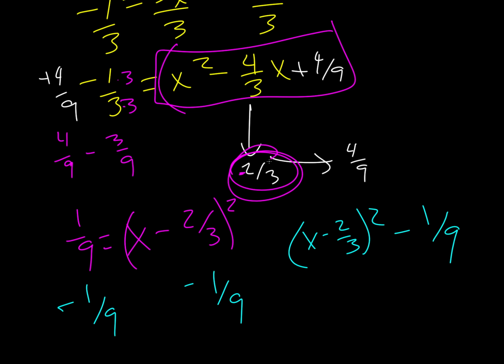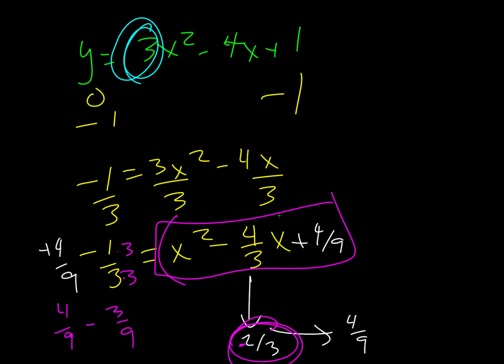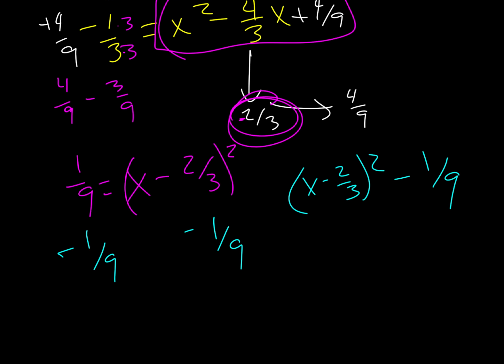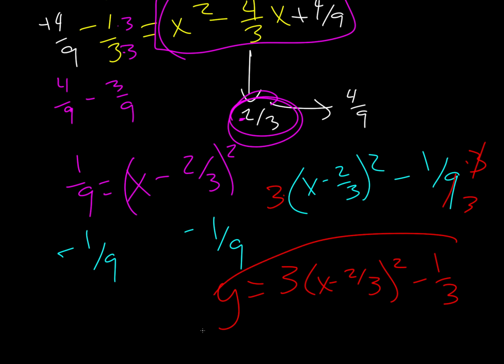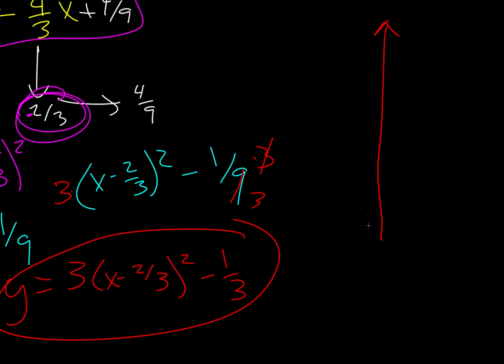And then you have to go all the way back up to the original, and whatever the original a term is, so in this case 3, we have to multiply both pieces by 3. So we're going to do a 3 here and a 3 here. So we get 3 quantity x minus 2/3 squared. And then the 3 on top cancels one of these, so it's negative 1/3, and that's equal to y. So that's the first piece, and then we need to use that to graph. So if we have a graph right here, we pull out our vertex, it's going to be 2/3 comma negative 1/3.